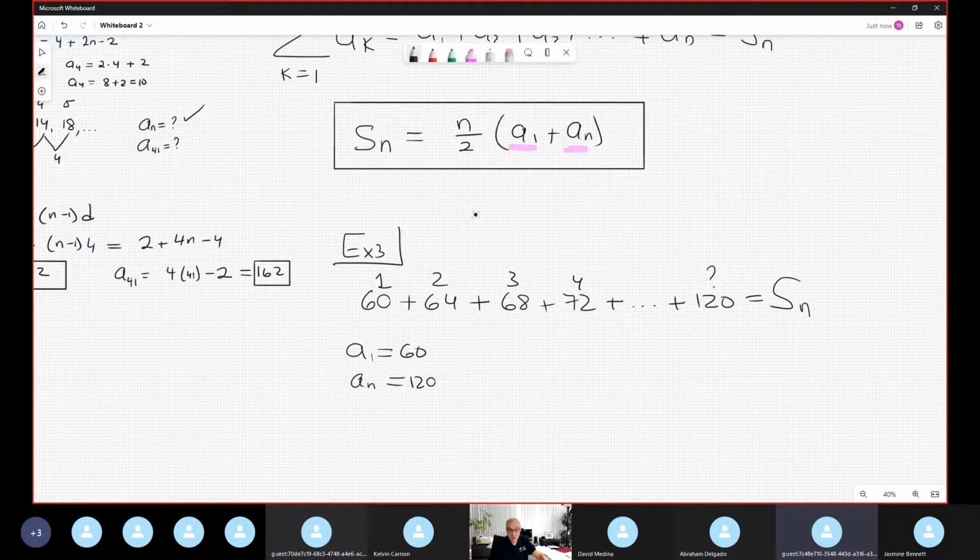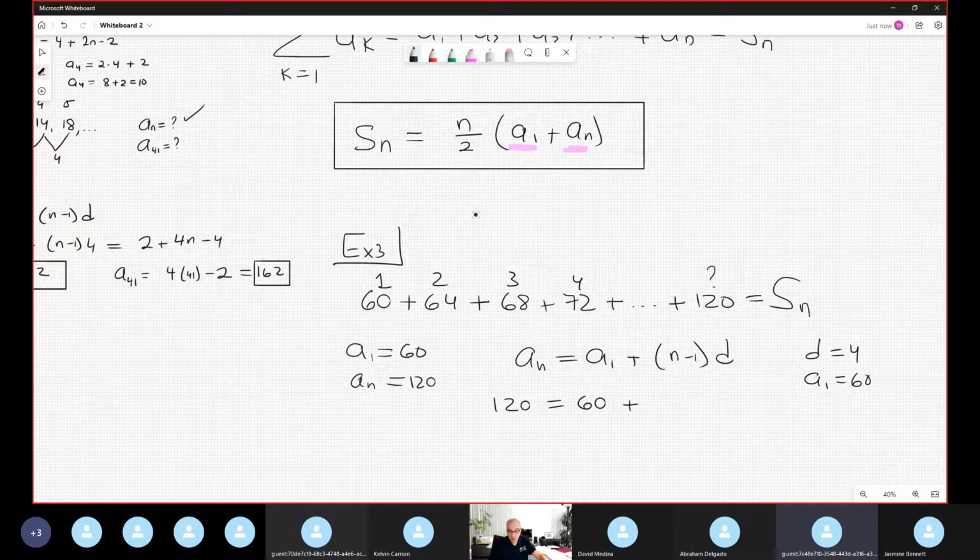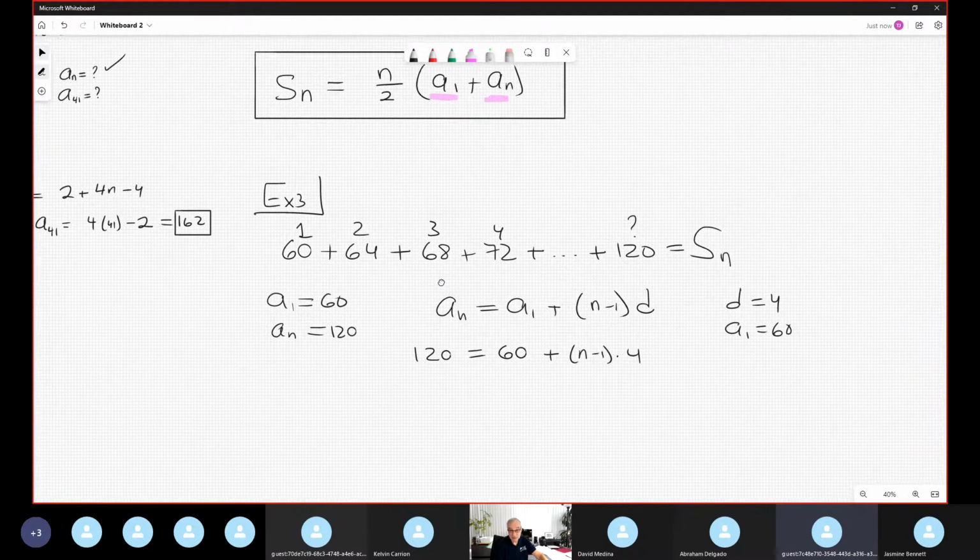It's easy because you're using the famous formula: A sub m is equal to A1 plus (m minus 1)D. By the way, the common difference in this example is 4, because 64 minus 60 is 4, 68 minus 64 is 4, so D is 4. A1 is 60, the first element, and the last one is 120. So 120 is equal to 60 plus (m minus 1) multiplied by 4, because D is 4. The only unknown in this equation is m, exactly what we need.